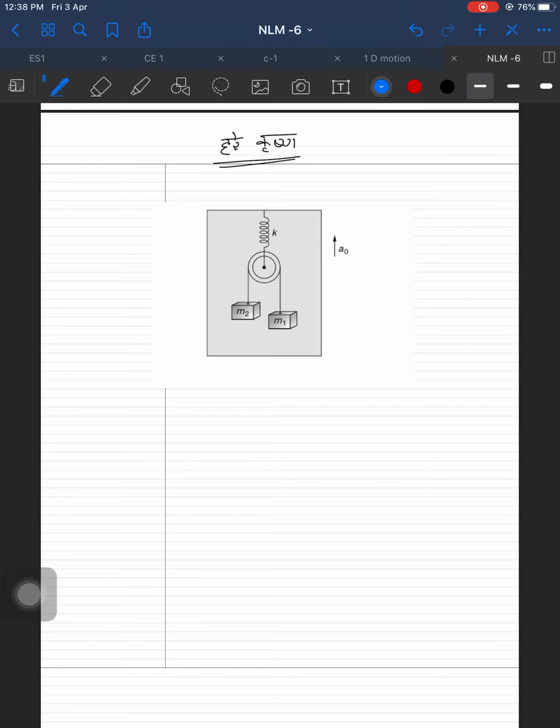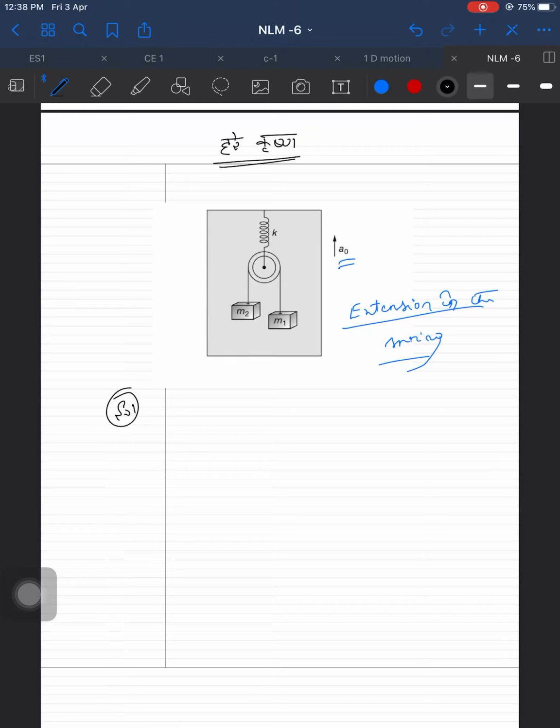Continue the problems regarding pseudo force. Now this is a system, a spring and blocks are connected here. It is moving upwards with the acceleration a naught as shown in the figure, and the question here is to find the extension in the spring. Extension, how much it extended.